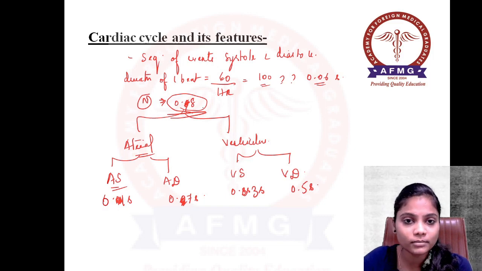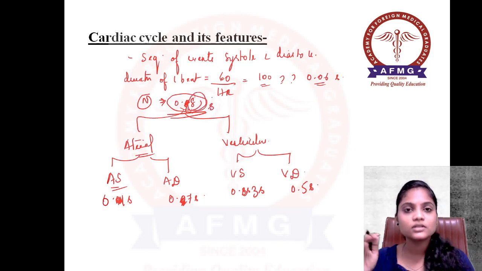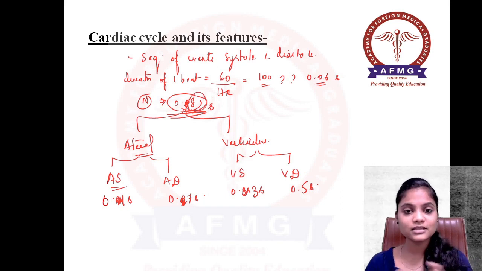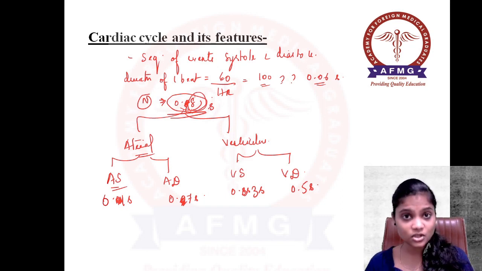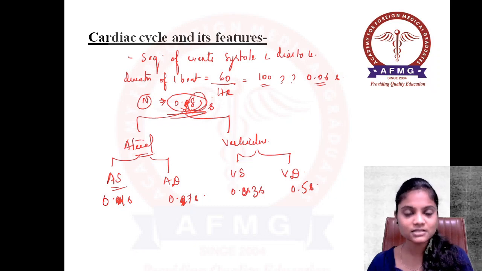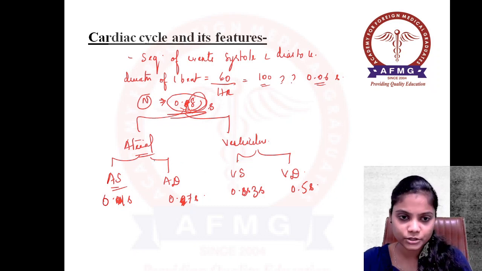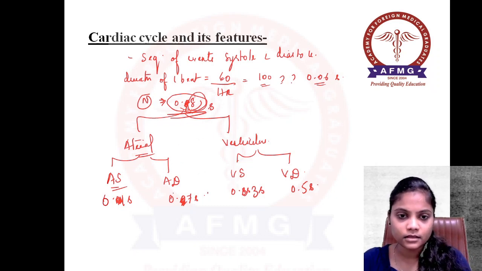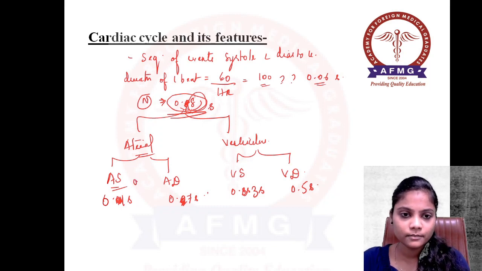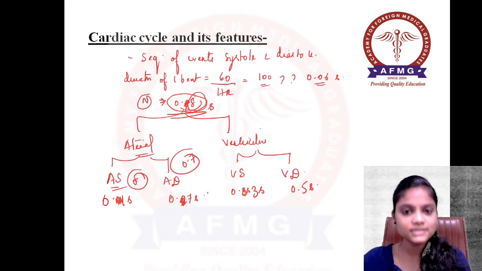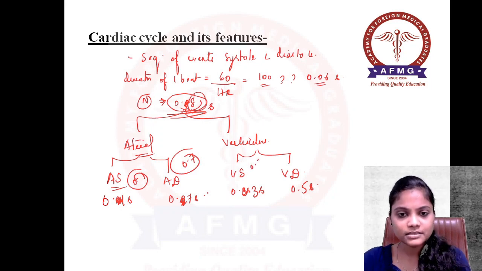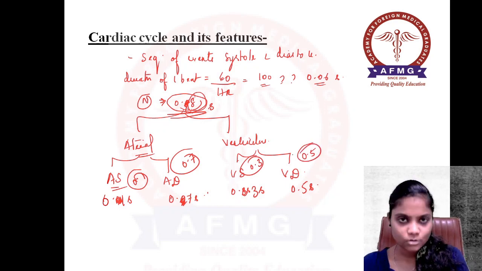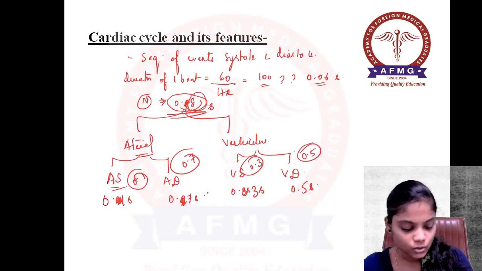So totally, the normal cycle is 0.8 seconds. This is how the cardiac cycle is presented in a differentiated mode of atria and ventricles. Remember, the atrial cycle is 0.1 plus 0.7, so totally 0.8. In the ventricular cycle it would be 0.3 plus 0.5, so that it will be totally 0.8 seconds as well.